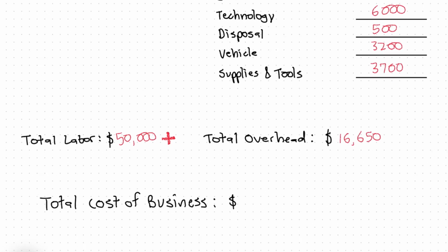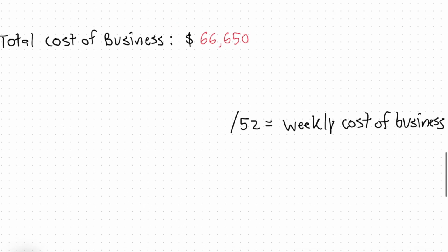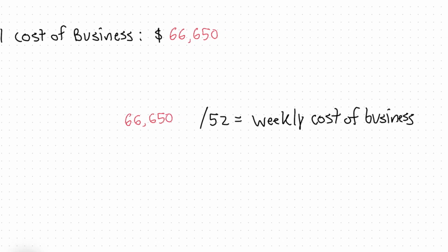So we're going to then add our total labor and total overhead costs, and that'll give you the total cost of doing business. Then what we want to do is divide our total annual cost by the number of weeks to get our weekly cost of doing business.